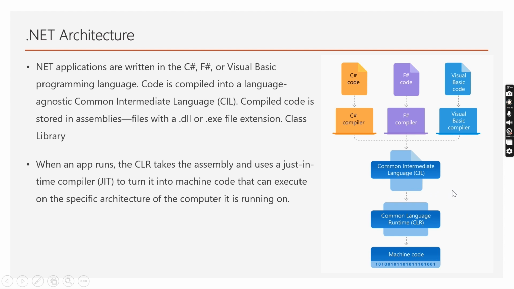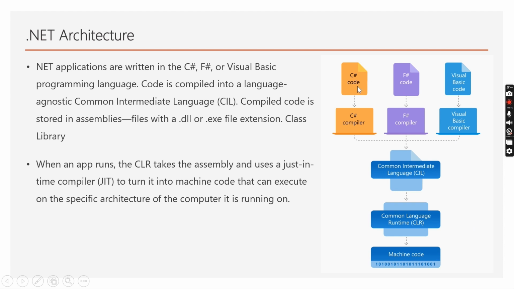Then, when the app runs, the CLR, the common language runtime, will take the assembly and use the just-in-time compiler to convert the assemblies or exes into machine code that the system can understand, so that it will run the statements we have written in C#, F#, or Visual Basic code. So this is the flow.